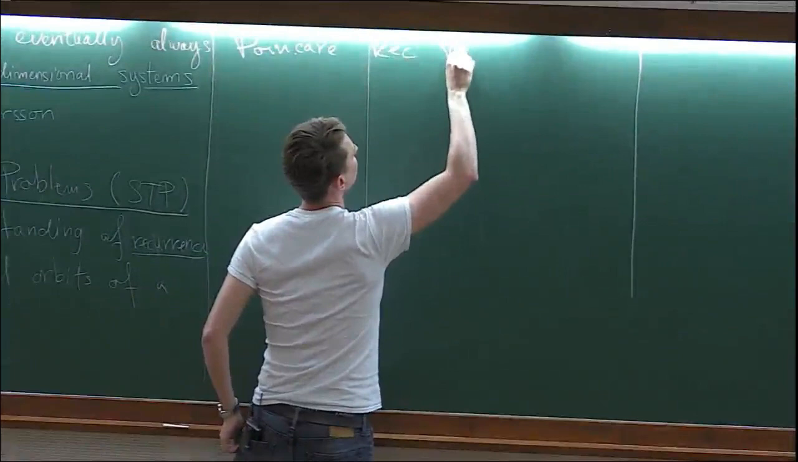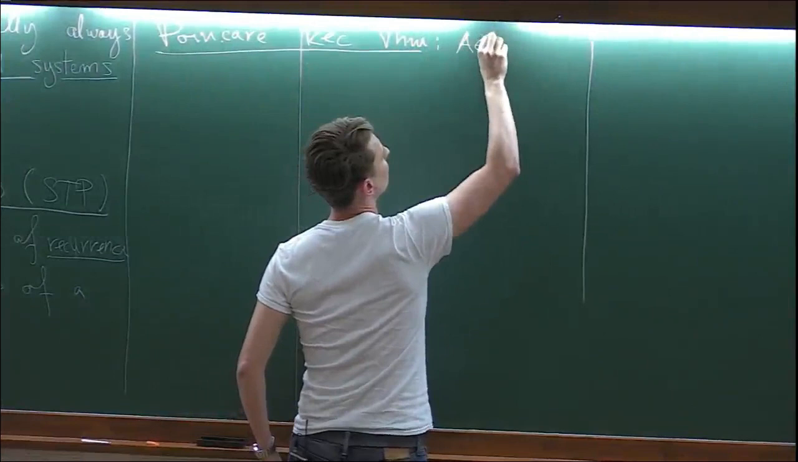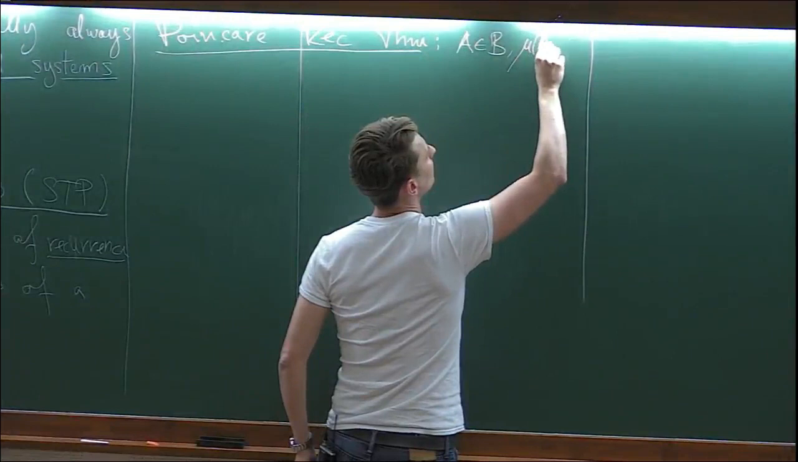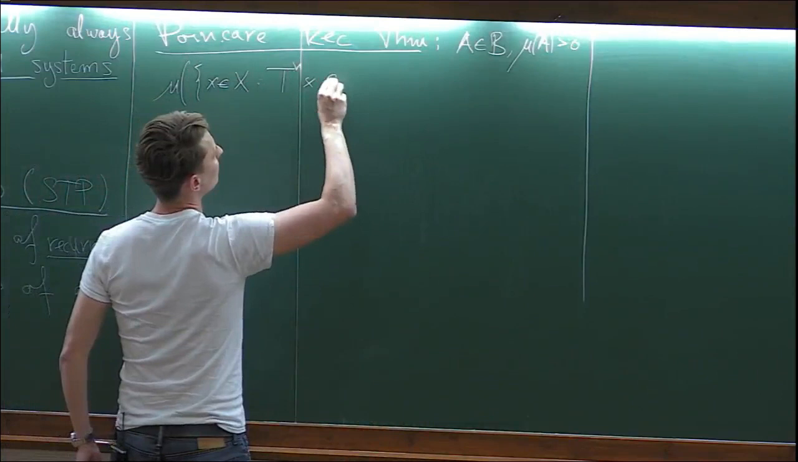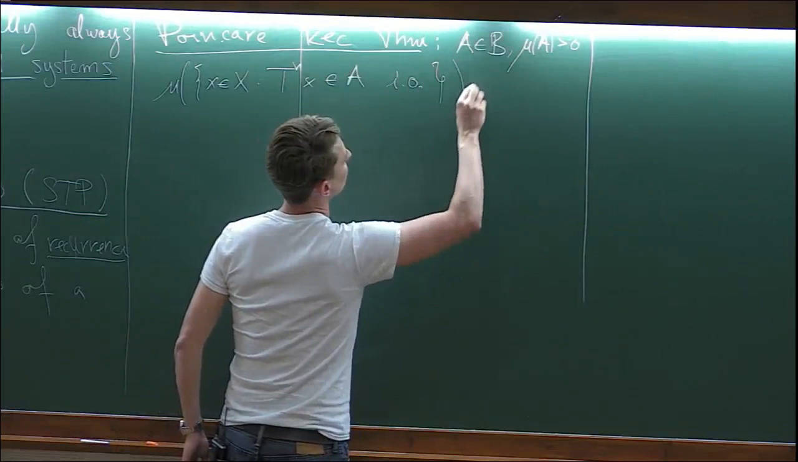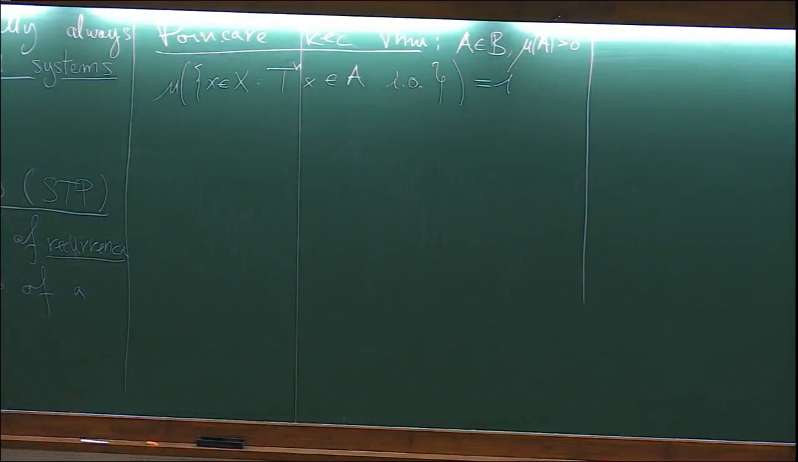says that if I have a set A in my sigma algebra B and the measure of A is positive, then I know that the measure of the set of points x for which T^n x is in A infinitely often has measure 1. And just to make sure, here infinitely often means for infinitely many n. Okay. So this is a very nice theorem.